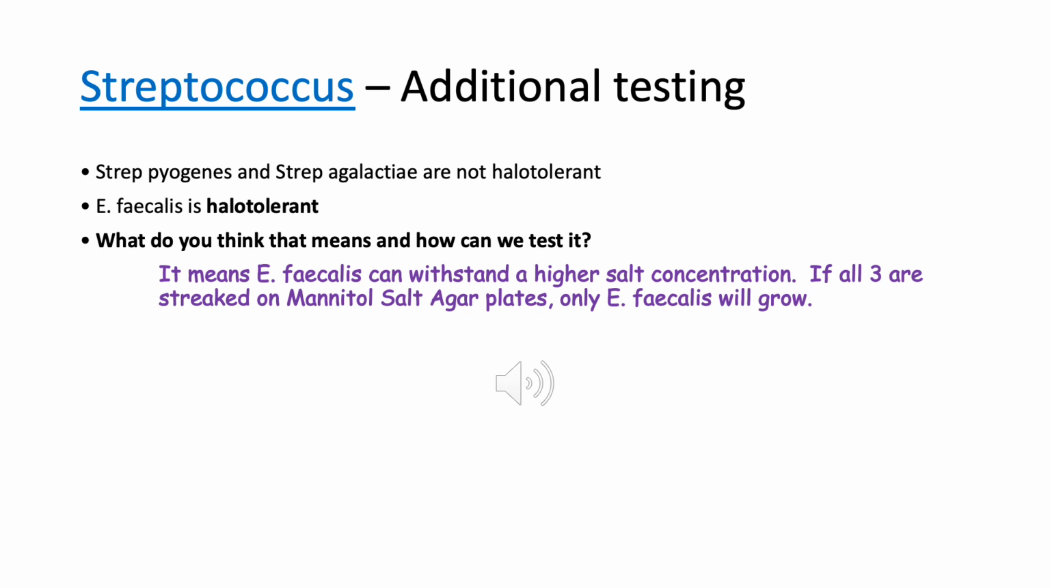One other way is by their halotolerance or their salt tolerance. So Strep pyogenes and Strep agalactiae are not halotolerant, but E. faecalis is halotolerant. So what does that mean and how can we test it? It means that E. faecalis can withstand a higher salt concentration. So if all three of those are streaked onto mannitol salt agar plates, only E. faecalis is able to grow.